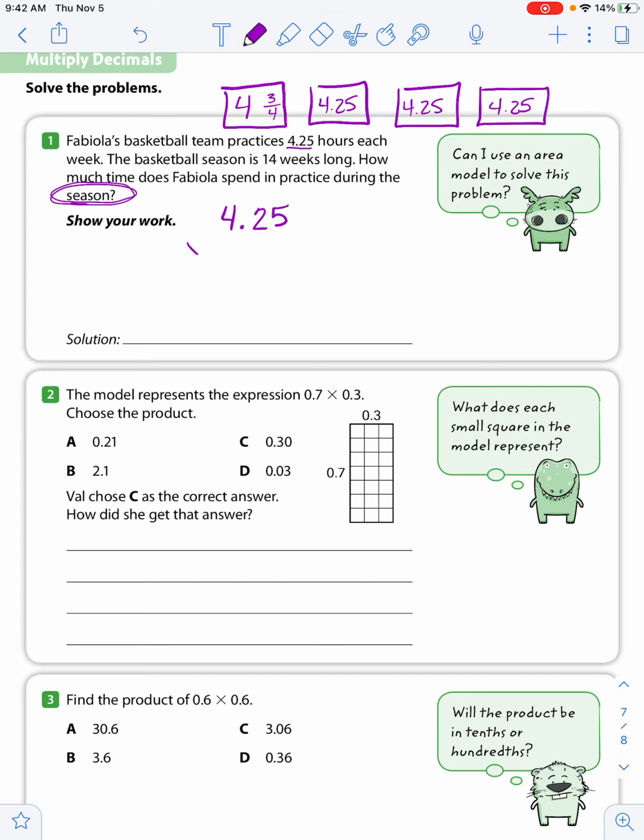4.25 times 14. 4 times 5 is 20. 4 times 2 is 8, plus 2 more is 10. 4 times 4 is 16, plus 1 is 17. Done with that. My 0 down. 1 times 5 is 5. 1 times 2 is 2. 1 times 4 is 4. Add those up.